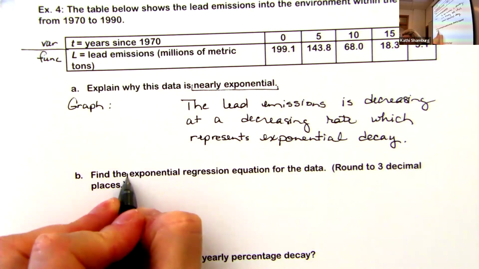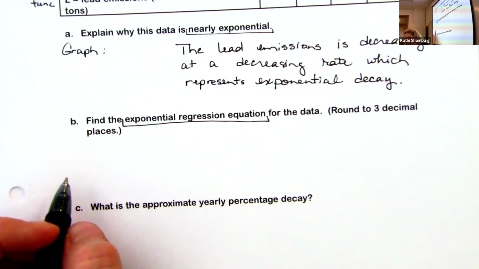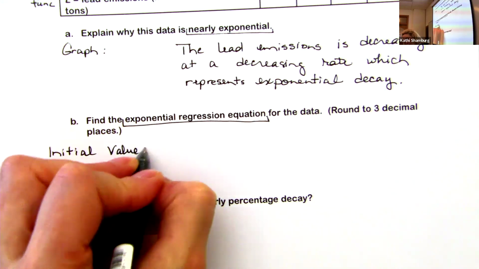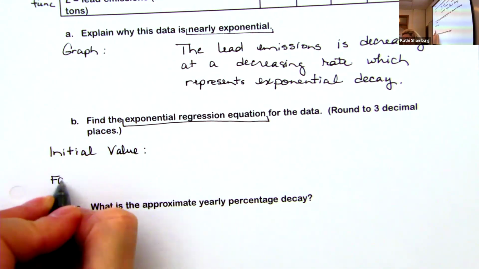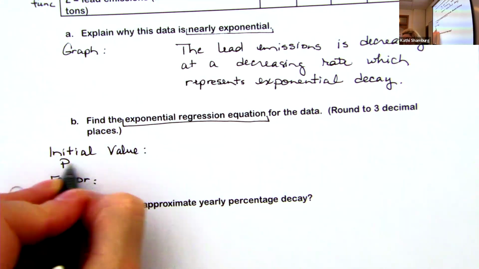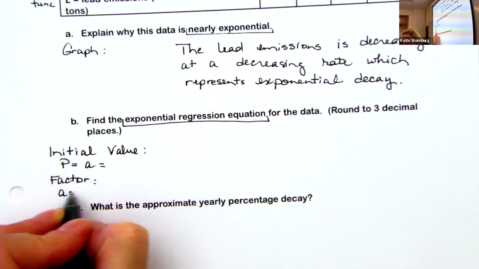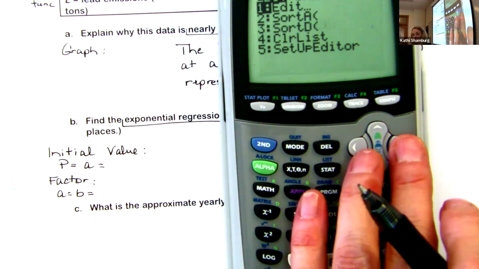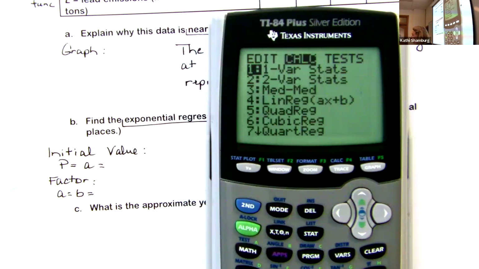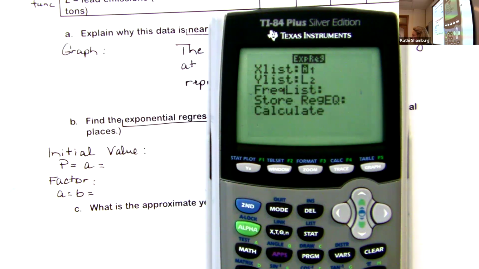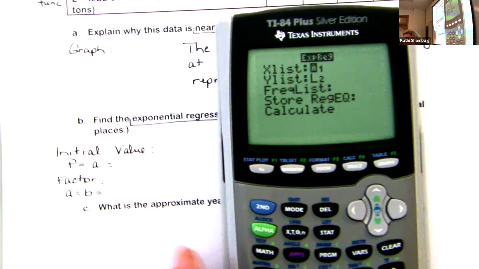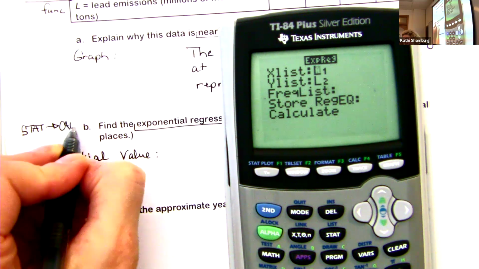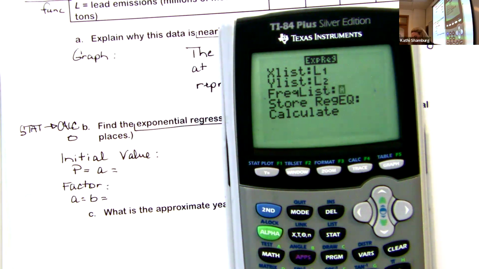All right. Exponential regression equation. So we need the initial value and we need the factor. A is A in your calculator, and the factor is B in your calculator. And this is stat, calculate 0. Enter, enter, enter, enter, enter.